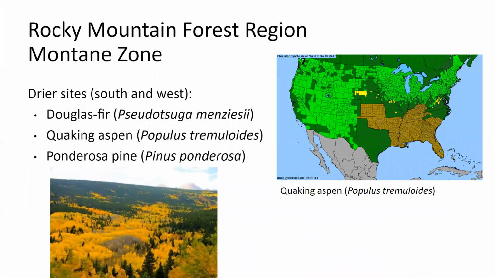The drier sites, right? So in looking at the montane zone, thinking about the Rocky Mountains, the drier sites are going to be towards the south, and also towards the west. And so these stands include Douglas fir as a main component, also quaking aspen, Populus tremuloides, which we learn in lab, and also ponderosa pine, right? Which we know can tolerate some of the driest conditions that still result in trees, Pinus ponderosa.